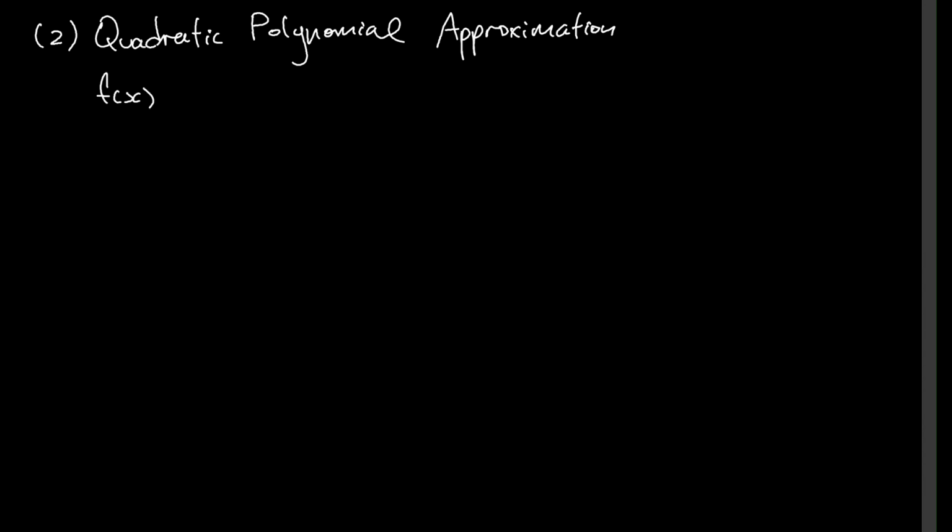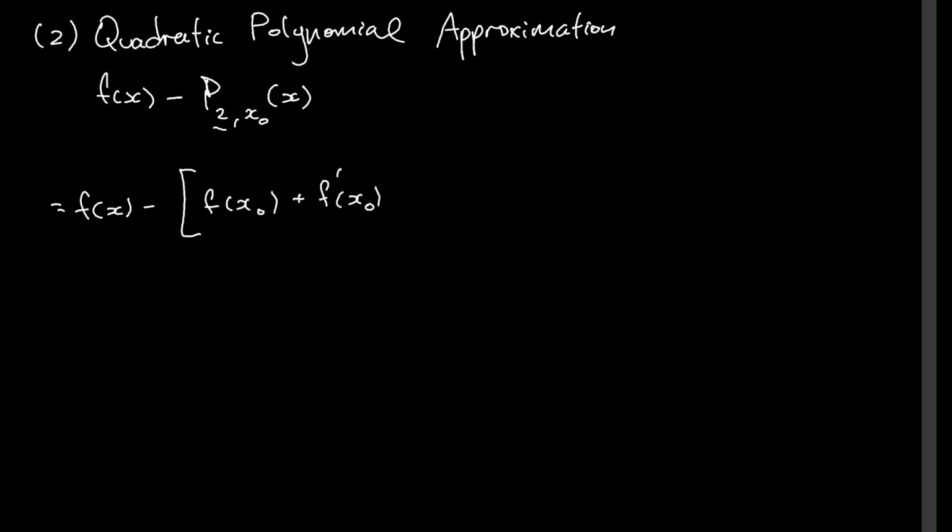So, quadratic polynomial approximation, it's just going to be f of x minus p, quadratic is degree 2, of x. Right? So, if you plug in p into the formula, you're just going to get this stuff in the brackets, which is going to be f of x naught plus f prime of x naught times x minus x naught plus f double prime of x naught over x minus x naught squared over 2 factorial 2.